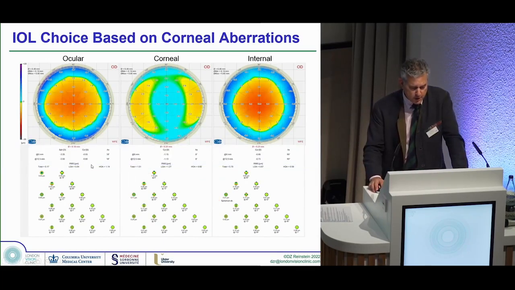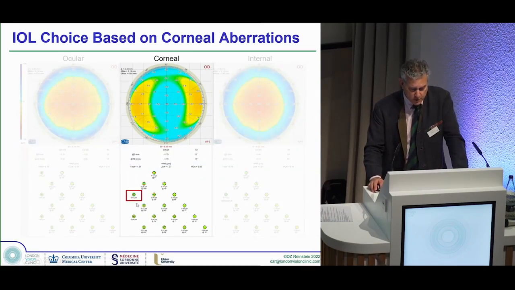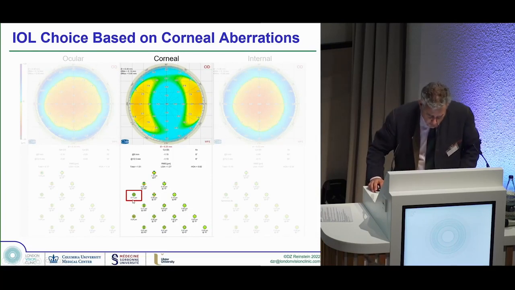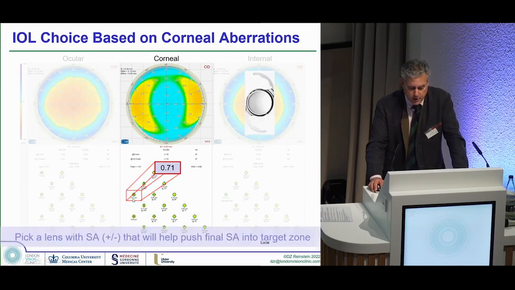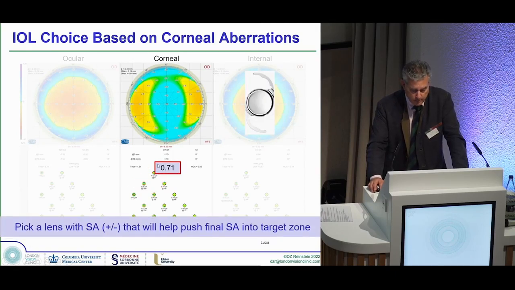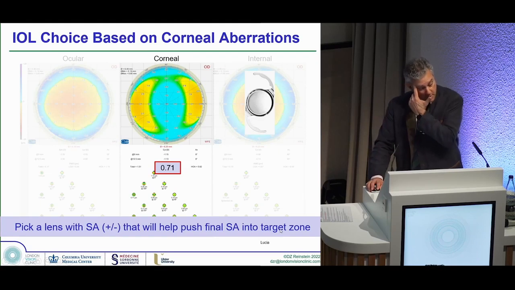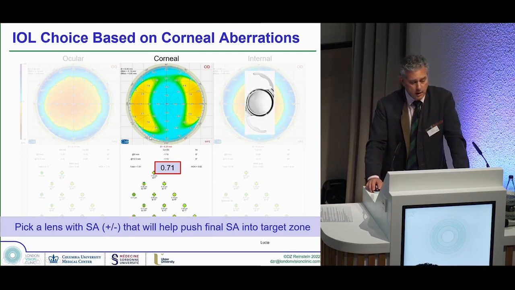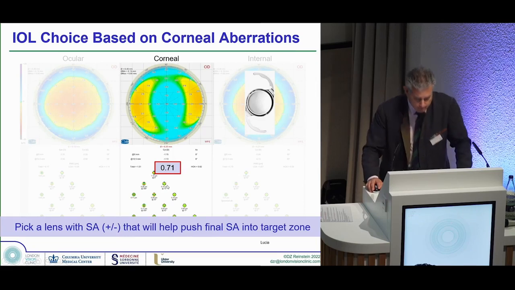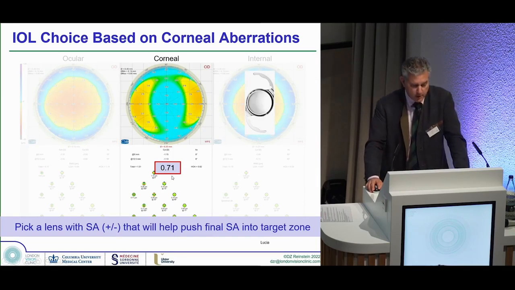And obviously we look at these three factors, and the first thing we look at is the corneal, plus 0.71. So now she has plus 0.71, so we have to pick a lens that will alter the spherical aberration and push it onto the target zone. So what kind of a lens do we want in her? This was a hyperopic ablation, and she finished with positive spherical aberration? Yeah, it's really weird.